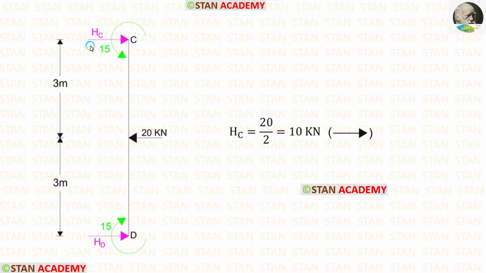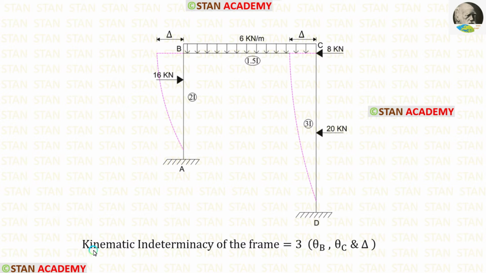Now, let us find HC. In the column CD, we have symmetrical loading. In the center, there is a point load, so we can easily find HC. When we divide this 20 by 2, we will get HC, which is acting towards the right side.